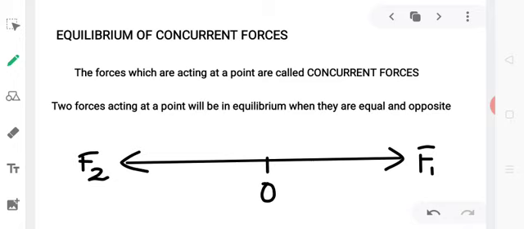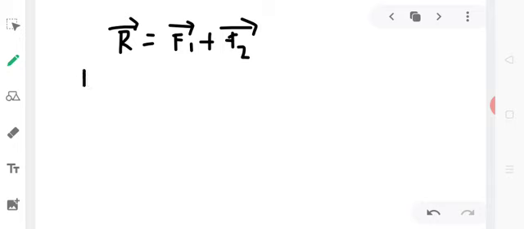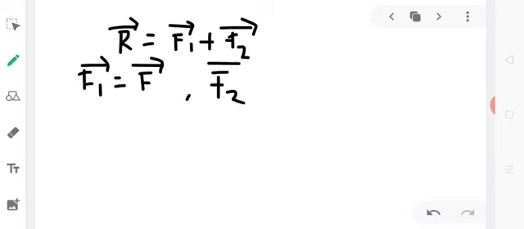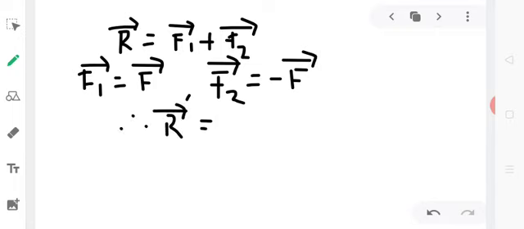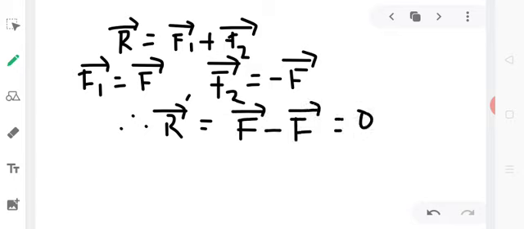Resultant of forces F1 and F2 will be given by R. Let's suppose R is the resultant, that will be equal to F1 plus F2. When F1 is equal to F and F2 is equal to minus F, then R will be equal to F minus F, that is equal to 0.